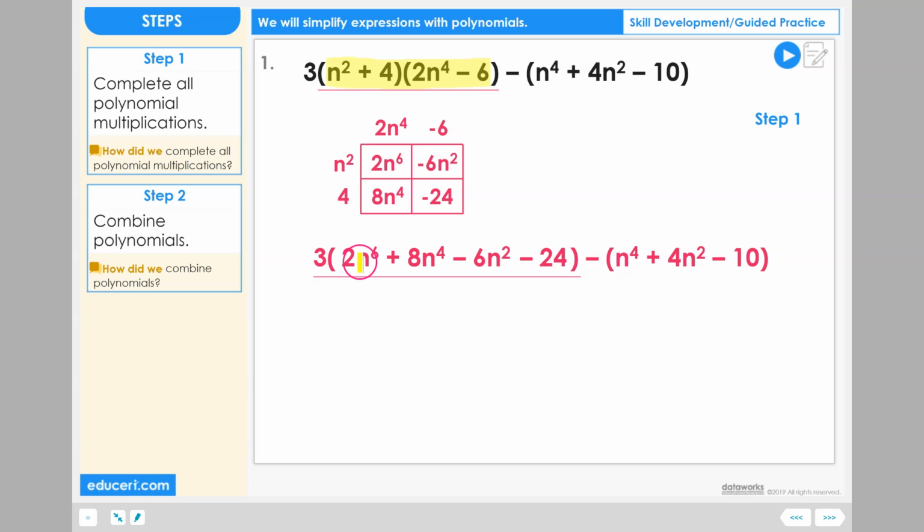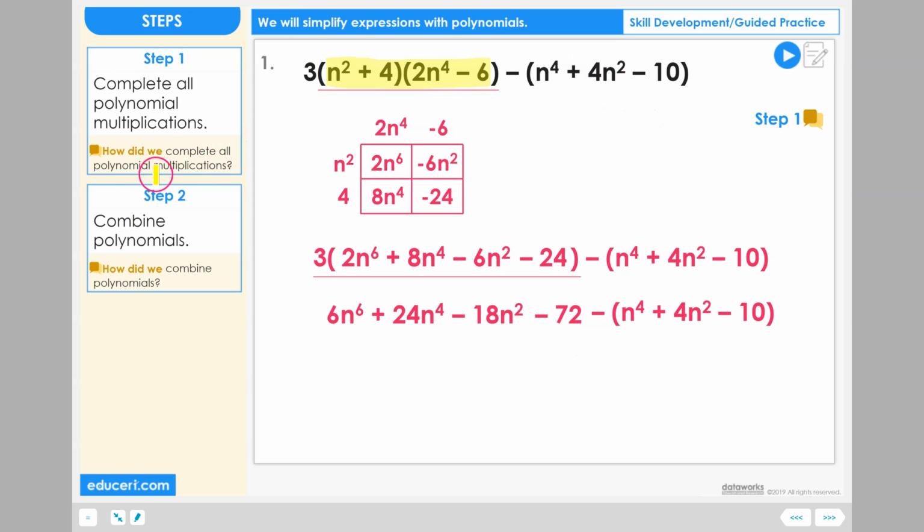3 times 2n to the 6th equals 6n to the 6th. 3 times positive 8n to the 4th equals positive 24n to the 4th. 3 times negative 6n squared equals negative 18n squared. And 3 times negative 24 equals negative 72. Bringing down the rest of the expression, we are now complete with all multiplications inside of our original expression.